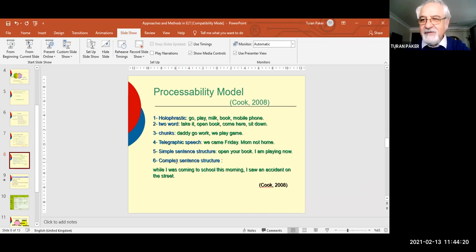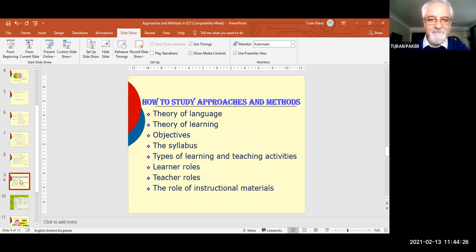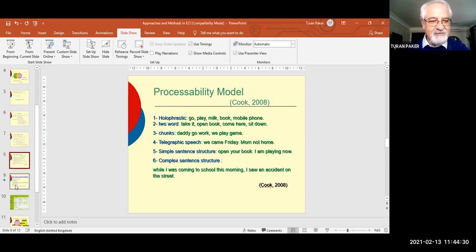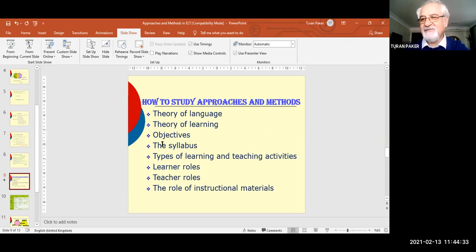I mean, this is the way our brain functions. So if we get to know our brain very well, then we will just act accordingly. And now I want to move on to methods. How are we going to study methods? Especially, we have a lot of methods historically.